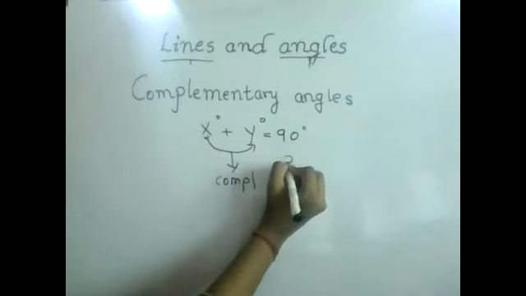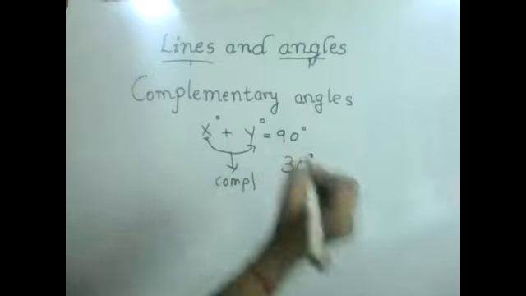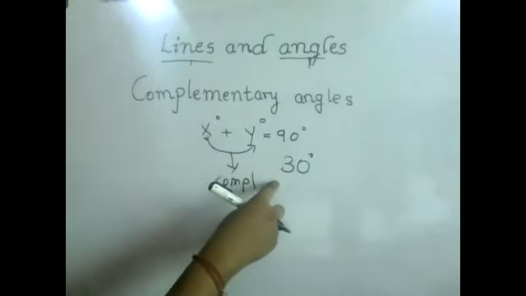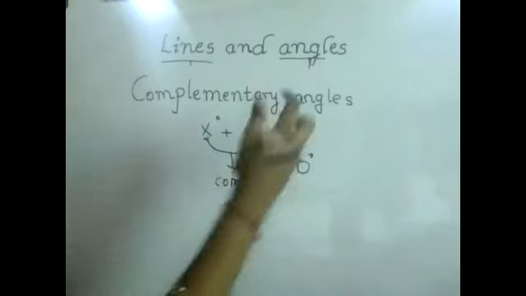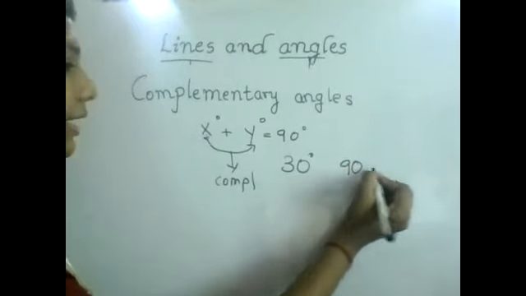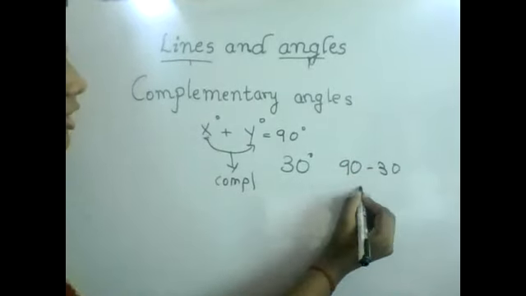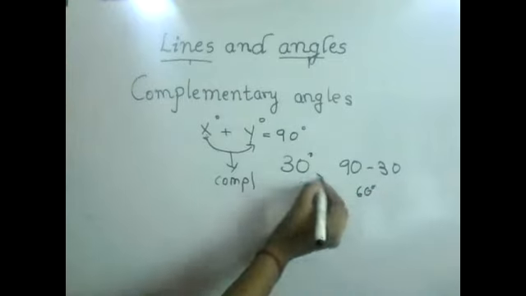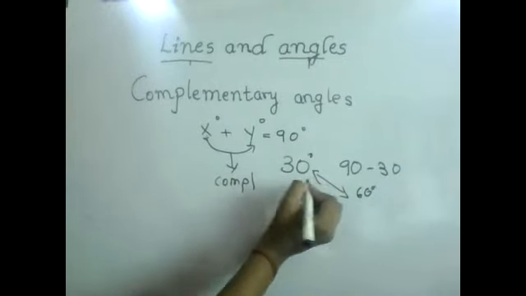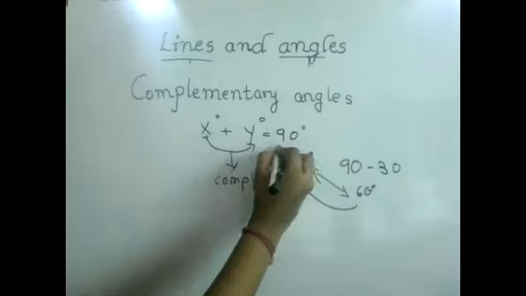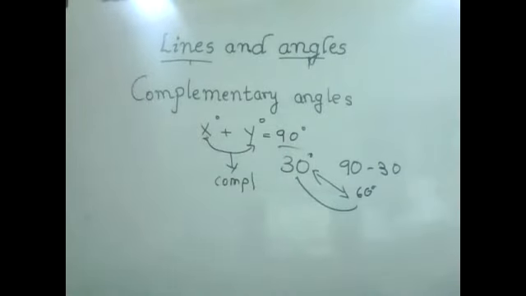For example, if one angle is 30 degrees, how do we find its complement? 90 minus 30 will be the complement, so 60 degrees is the complement. So 30 and 60 are complementary angles because the sum of these two angles is equal to 90.